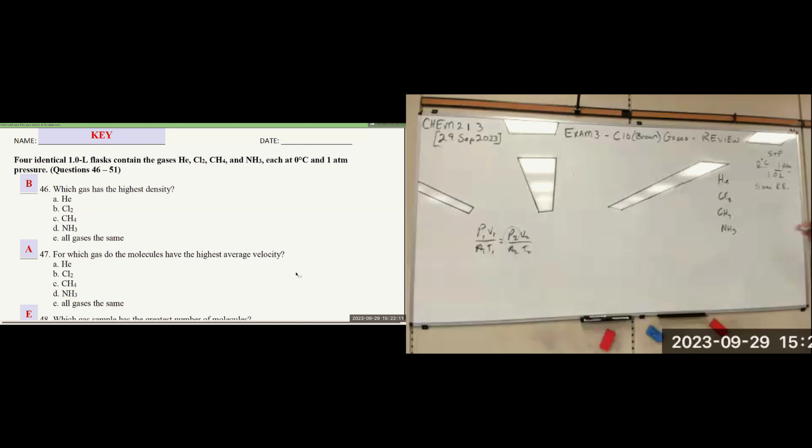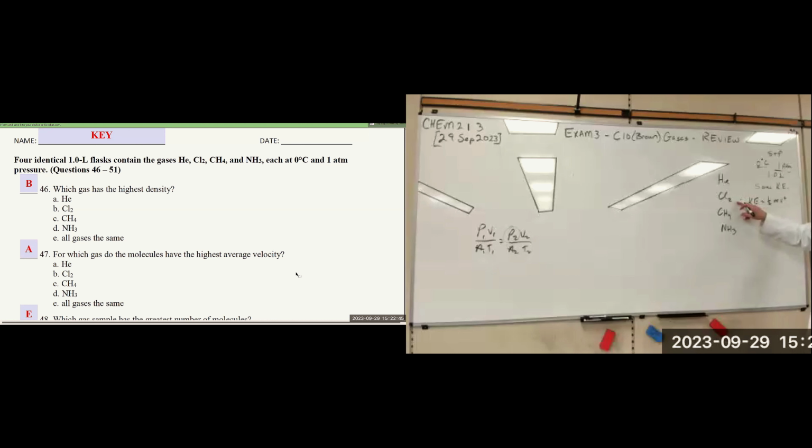Right? So if they're at the same kinetic energy, and kinetic energy equals 1/2 mv squared, then if the mass of the molecule goes down, what happens to the velocity? It has to go up. They're inversely proportional. Okay, so the one that's moving the fastest, isn't that what it said? Highest average velocity is the lightest one.